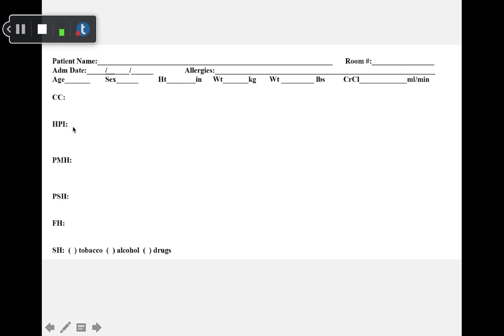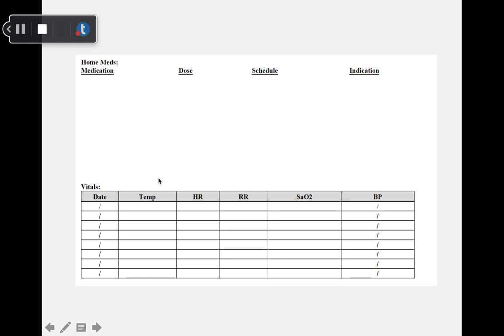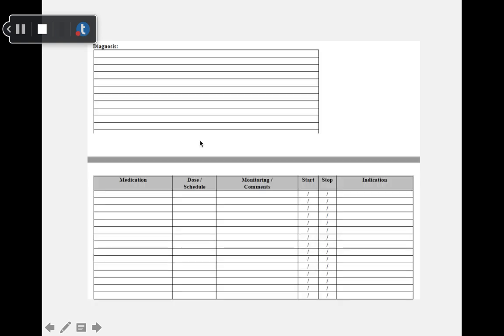Here we have the chief complaint. So again, the number one thing that's bringing them in, their story behind it or the history of present illness, the past medical history or the problems of the patient, surgical history, family history, and social history. The home medications, you have here the medication type, the dose, the frequency, and then the indication. Here you can track any vitals that the patient has, as well as the date.